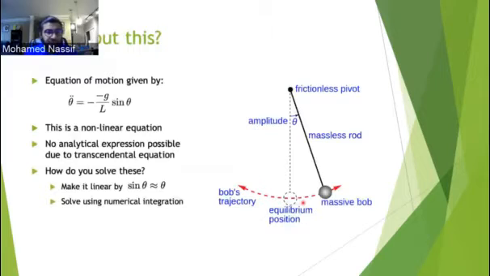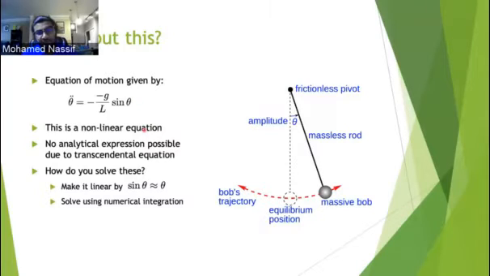What about this? Some of you may have seen this. This is a simple pendulum, a frictionless simple pendulum. The equation of motion is given by this form here. And as you can see, this is a nonlinear equation because you have a derivative of theta dependent on the sine of theta. So there's no analytical expression possible because there's a sine term.